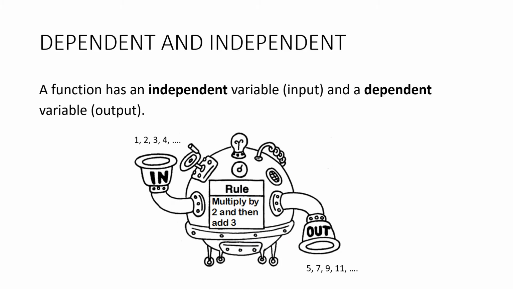Now I mentioned inputs and outputs. A function has an independent variable, that's the input, and a dependent variable, that's the output. It depends on what has been put in. And you can look at it like a machine, if you like. So we put in some numbers, it churns around in here and it spits out an answer. And you can see that this is a function. For any number that I put in, there is at most one answer that comes out.